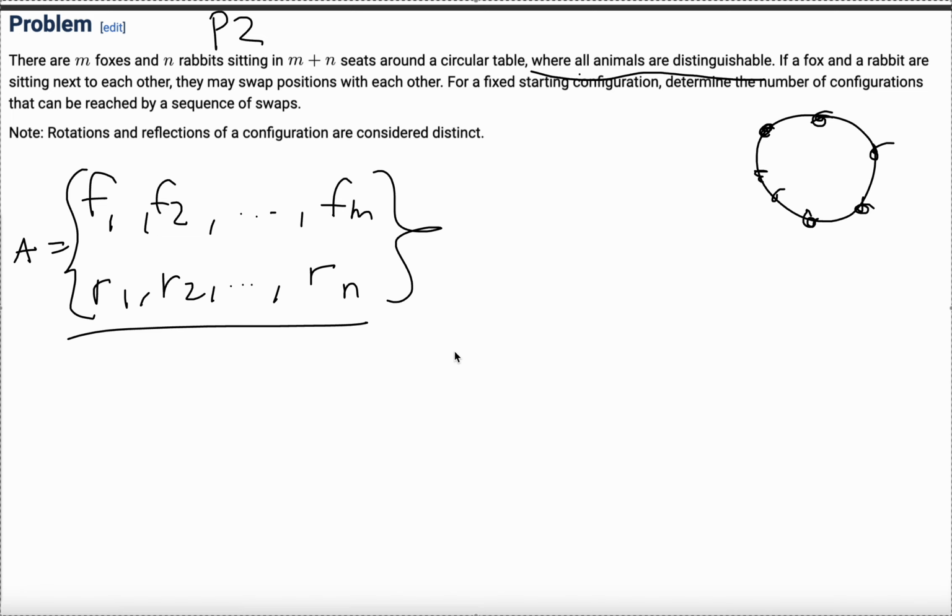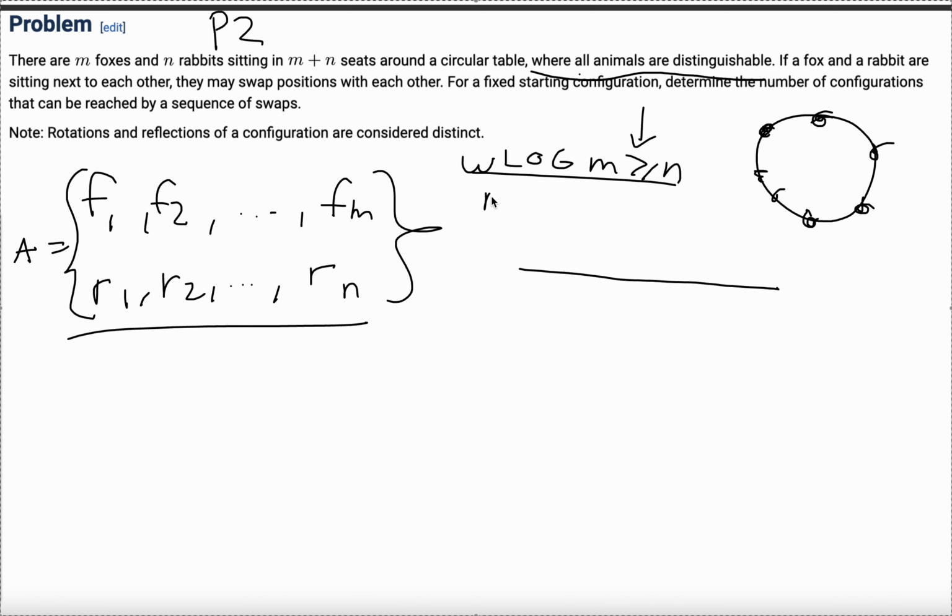So the first thing I'm thinking of, let's just play around with a small example. Let's say, instead of a circle, we have a linear table. And we can say without loss of generality that M is greater than or equal to N. Because if there are more rabbits than foxes, we're going to have the same thing. And if there's an equal number, well, that's inside of our case. So we're going to assume that there are more foxes than rabbits, because the case is symmetric either way.